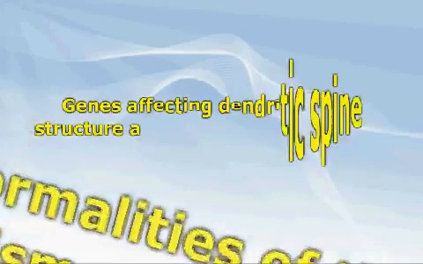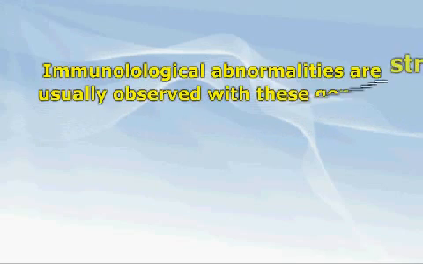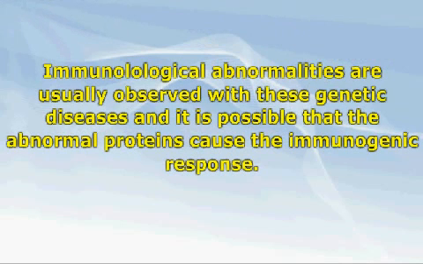The structure of individual dendritic spines is often abnormal in autism. Structural proteins such as septin, synapsin and SHANK maintain the structure of dendritic spines. Several genes have been discovered which may cause abnormalities of these proteins. These genes are often associated with autism. Immunological abnormalities are usually observed with these genetic diseases, and it is possible that the abnormal proteins cause the immunogenic response.